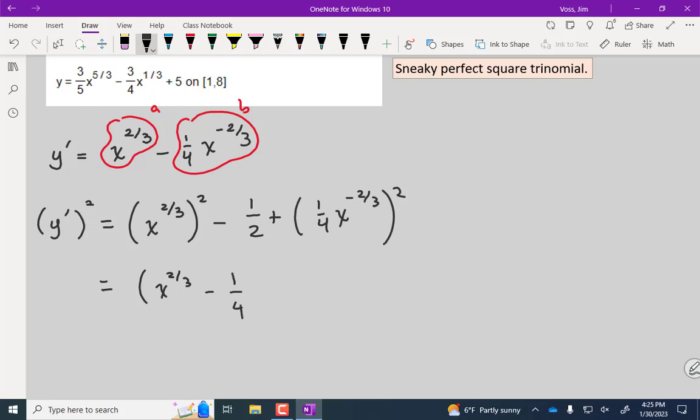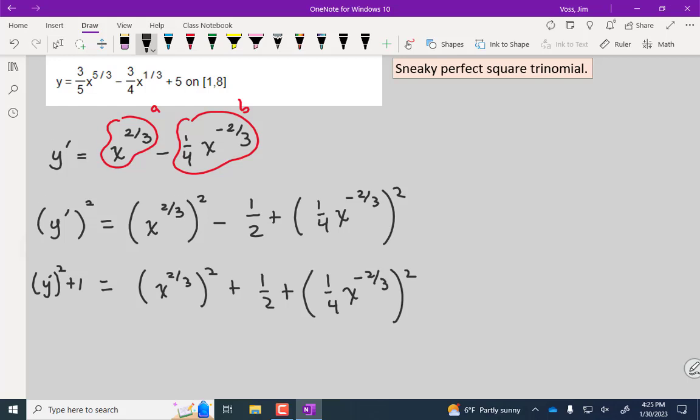Oh, wait, not yet. We have to add 1. Do these cancel each other out with A and B? We have to add 1. It's going to be the X to the 2/3. Because when you do an equation, there's A squared minus 2AB plus B squared, right?